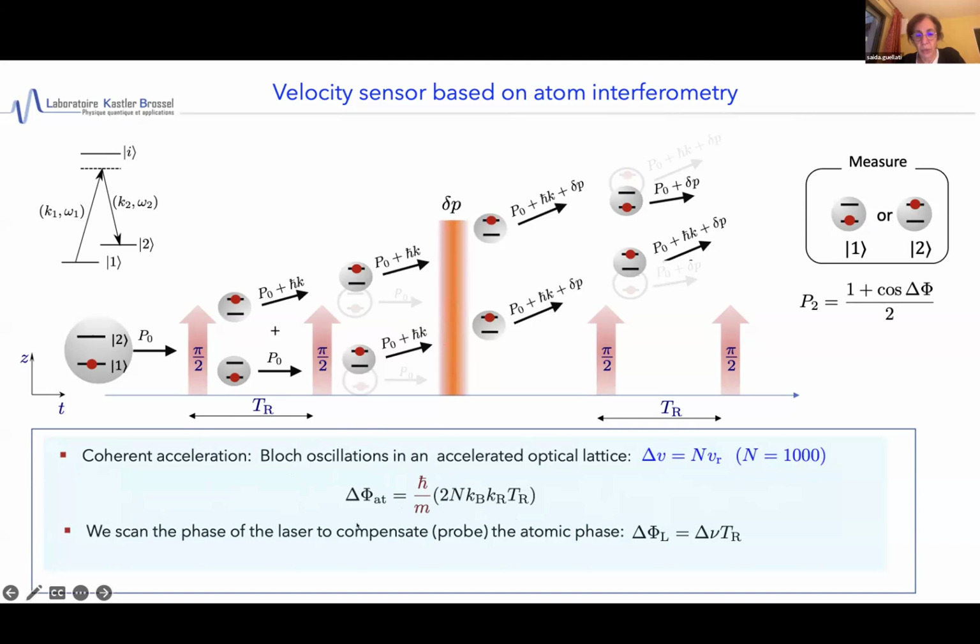And to probe this phase shift, we have to scan the phase of the laser. In fact, we scan the phase of the laser to compensate the Doppler effect induced by this change in velocity.